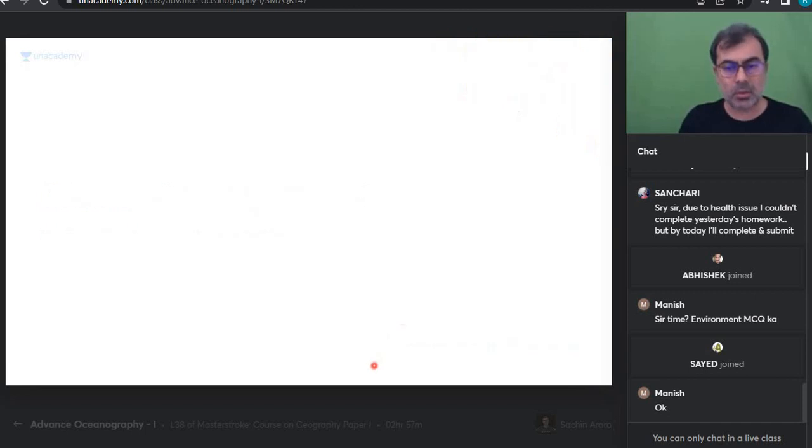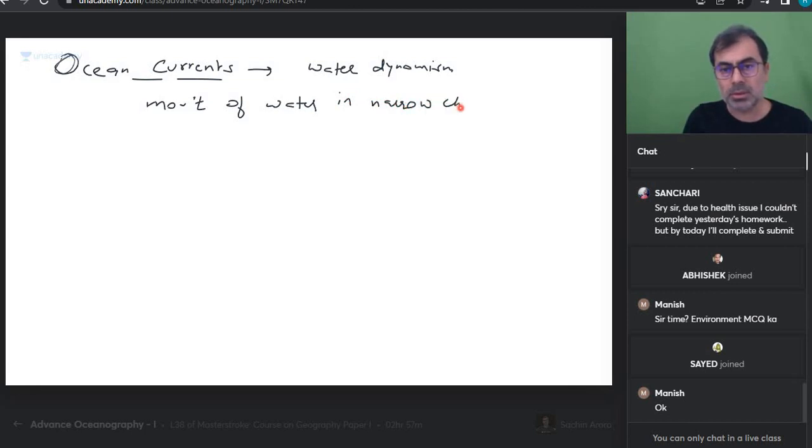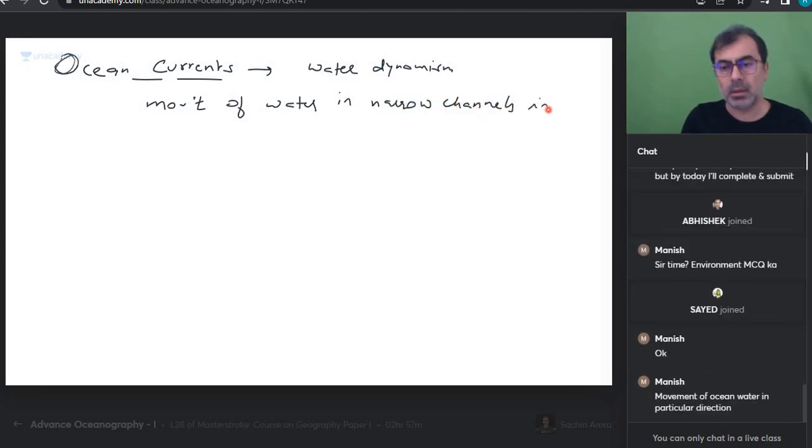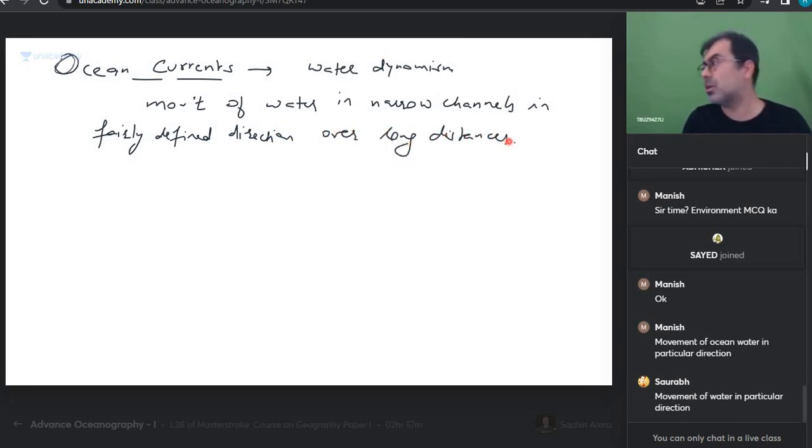Let's go. So we have talked about ocean currents. Quickly tell me about ocean currents. What causes ocean currents, if you remember? What are ocean currents? He said it is to do with water dynamism. Yes, remember that. Ocean currents are movement of water in narrow channels in a fairly defined direction over long distances. These were the ocean currents.